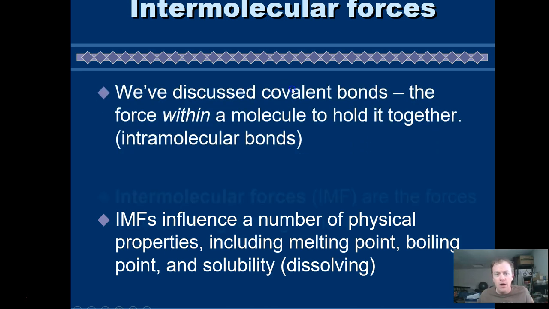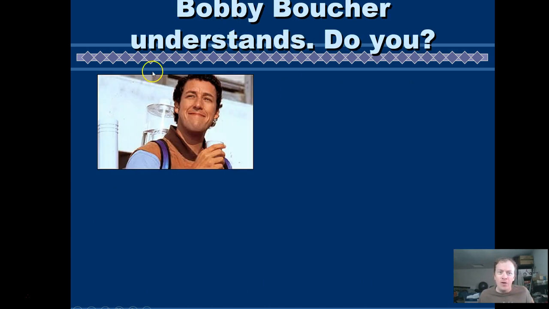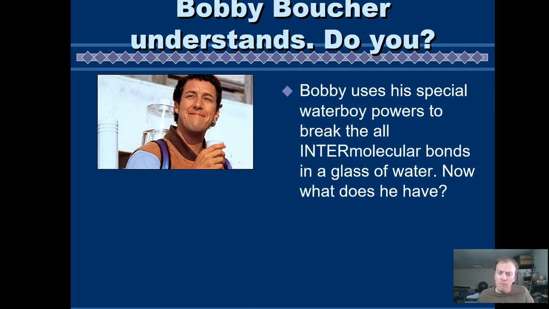So we'll look at these animations twice, and then we're going to talk about, this is Adam Sandler playing a character called Bobby Boucher from a very old movie called The Waterboy. Maybe you've seen it. But suppose Bobby uses his special waterboy powers to break all the intermolecular bonds in a glass of water. If he did that, what would he have at that point if he could somehow do that? Think about that for a second.